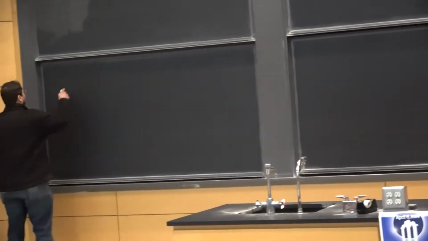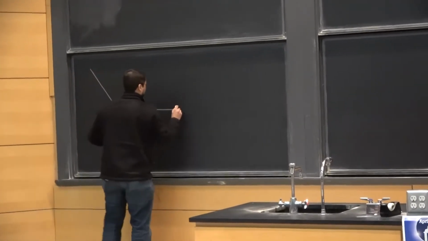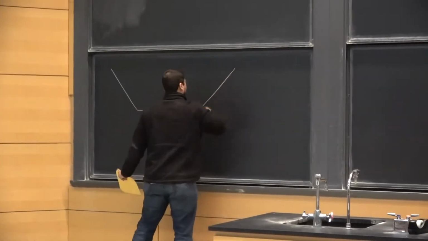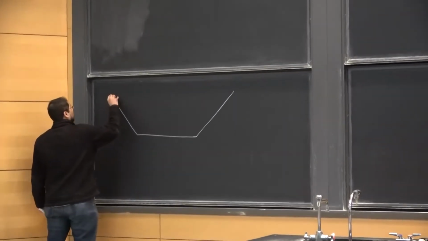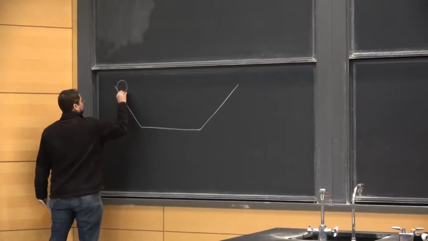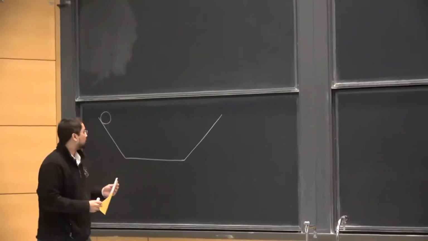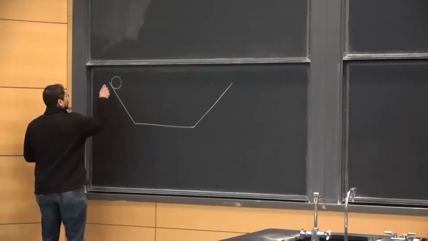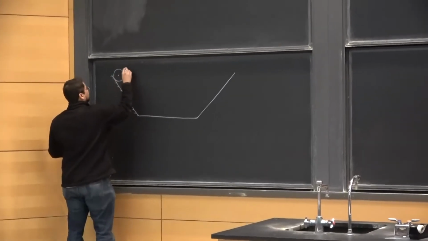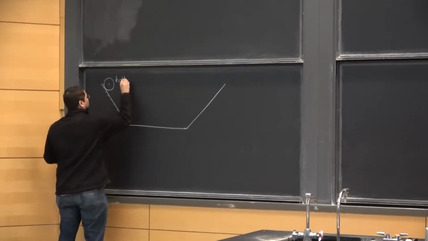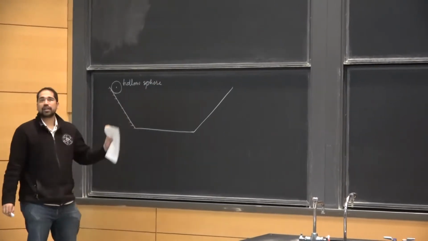This particular problem is, I think, a good one to start with. You've probably seen this before. So you have a ball. So say this is a hollow sphere. It's rolling down the side of a hill.